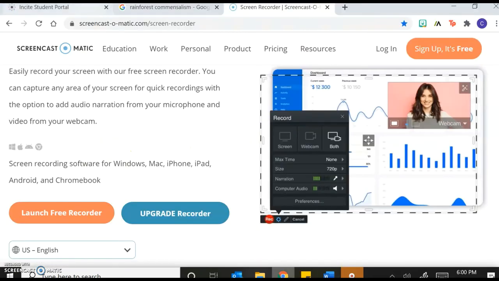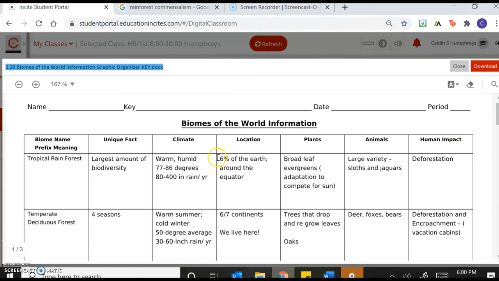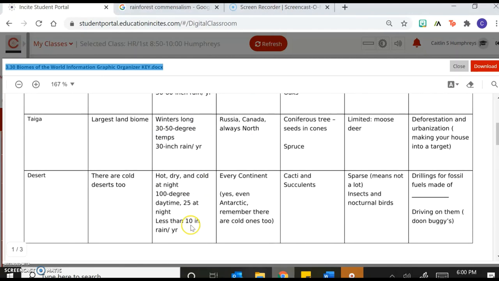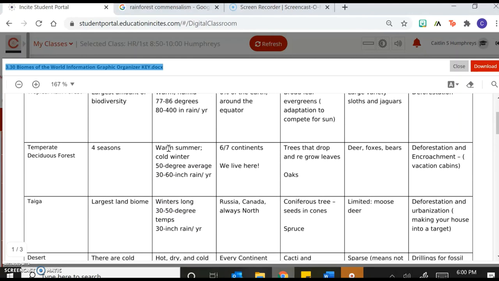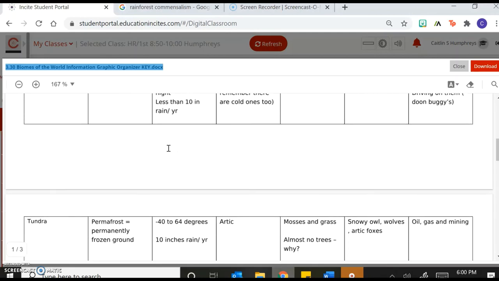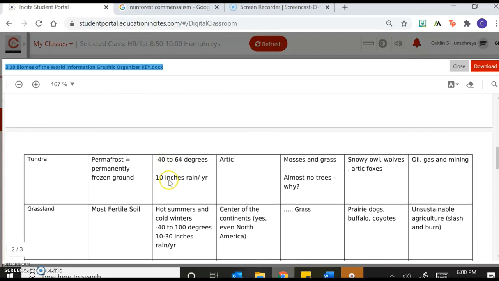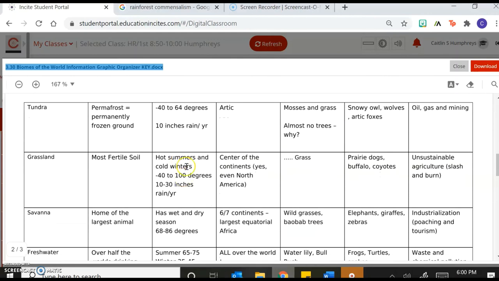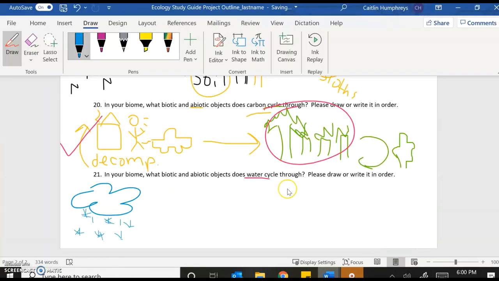But Miss Humphreys, how do I know the amount of precipitation my biome gets? Oh, look, it says right there. 80 to 400 inches compared to the desert that gets less than 10 inches. In the tundra, it literally says 10 inches of rain, but it's negative 40, so that's going to be snow. Anyway, so that's how you find that out.